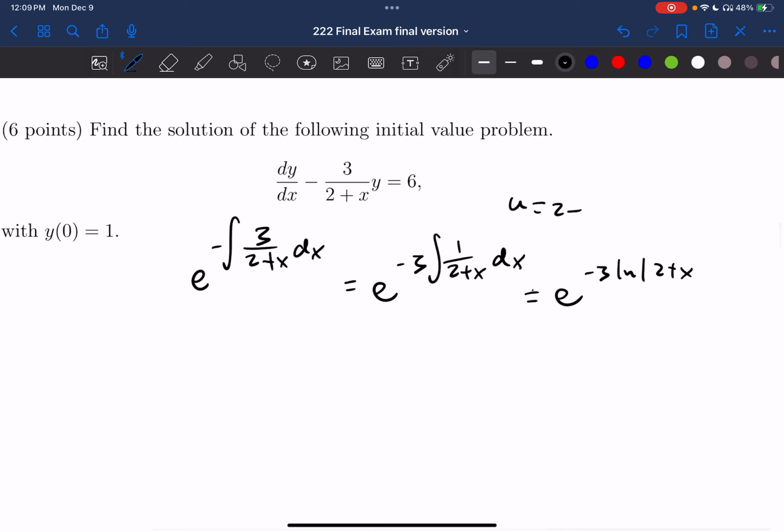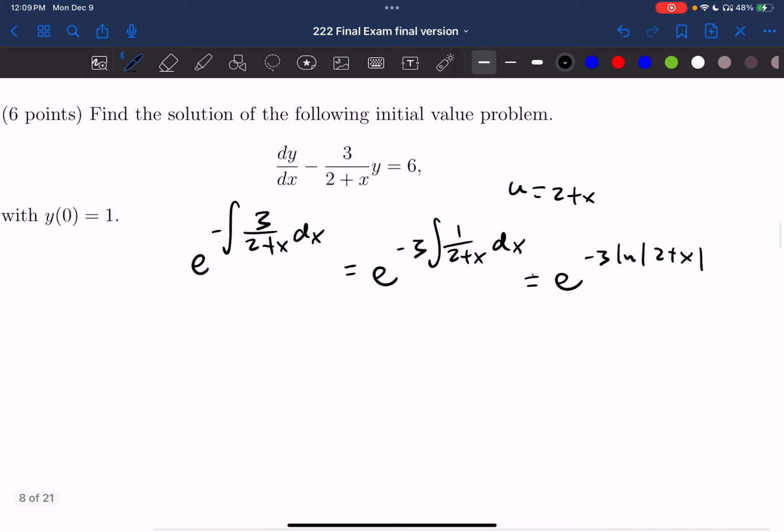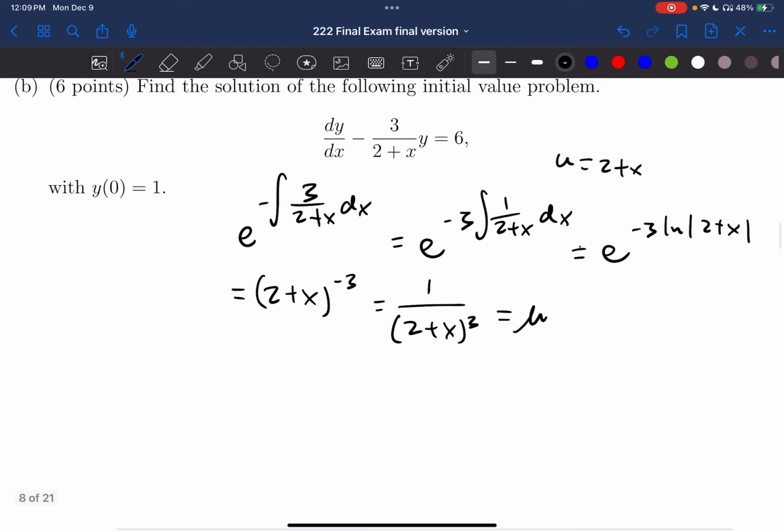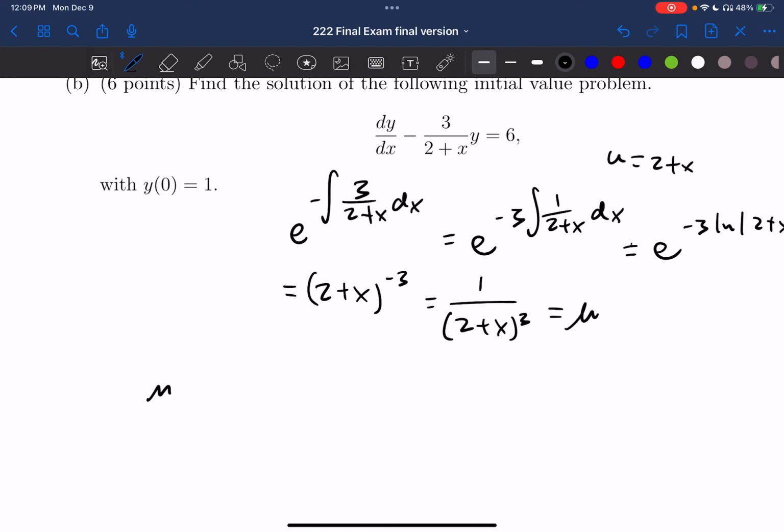If you set u equals 2 plus x and solve for du, and so on, right? Here we can see this will be equal to e and ln will cancel, so it's going to be 2 plus x to the negative third power, which will be equal to 1 over 2 plus x cubed. We can set this as mu. So multiplying mu by every single term, mu times y prime, dy dx, which is y prime, basically. This minus 3 divided by 2 plus x times mu times y will be equal to 6 mu.